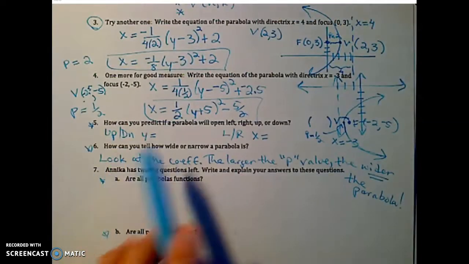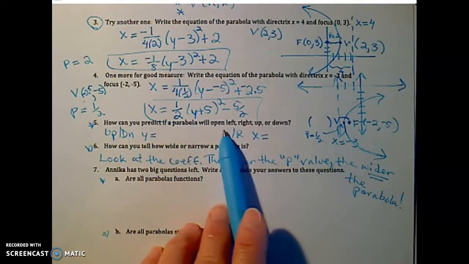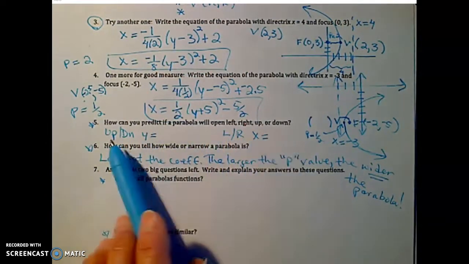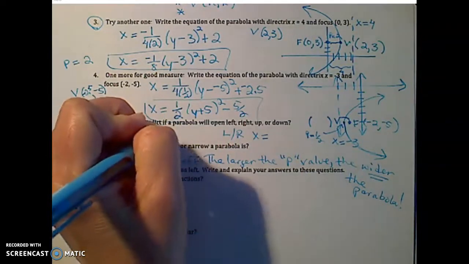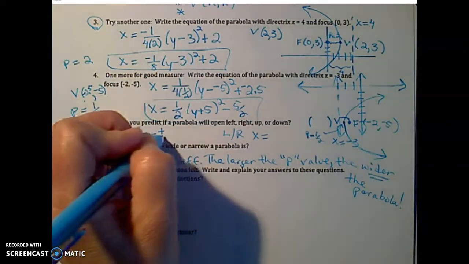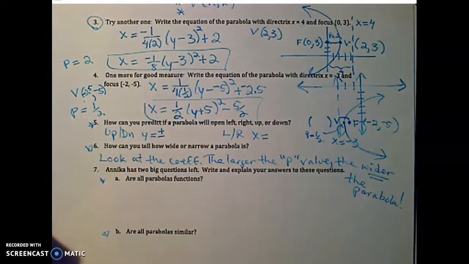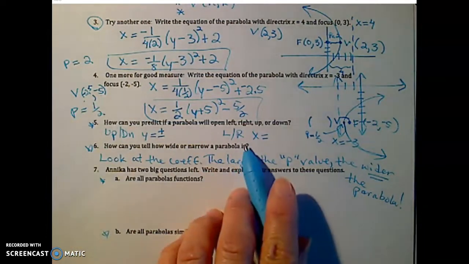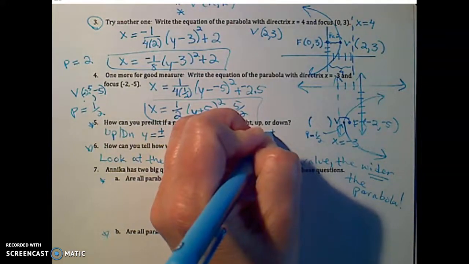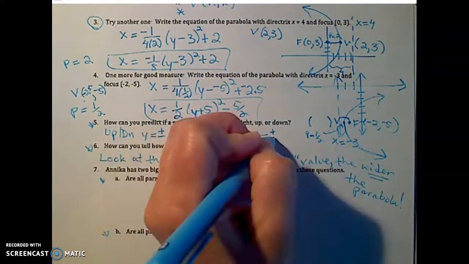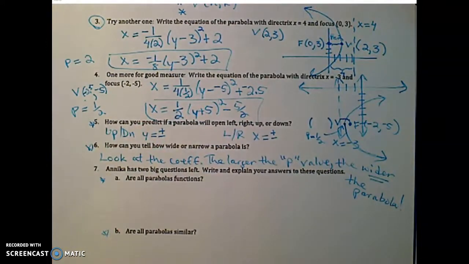Okay, you probably said something like this. How can you predict if a parabola will open left, right, up, or down? My up-down parabola is my y equals, and then it opens up if that coefficient is positive, down if that coefficient is negative. My left-right opening parabola is an x equals, opens to the right if that coefficient is positive, opens to the left if that coefficient is negative.